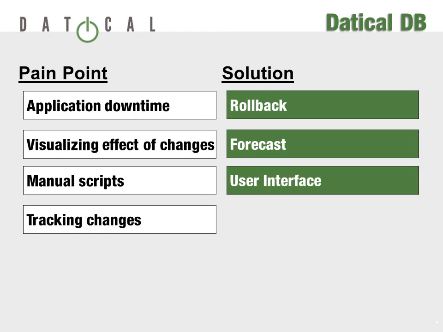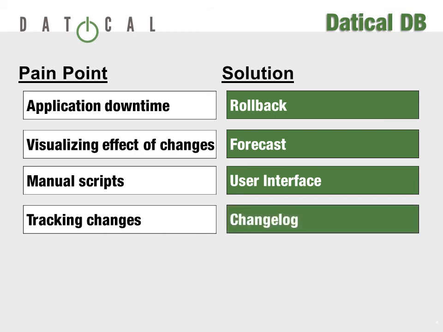Tracking changes is a tedious manual process spread over multiple teams and environments, leading to discrepancies in format and naming conventions, duplication of effort, and diffusion of accountability. Datical DB automatically generates and updates a change log which tracks changes sequentially and assigns unique user IDs to each change, eliminating uncertainty about what changes have been made, when those changes were made, and by whom.